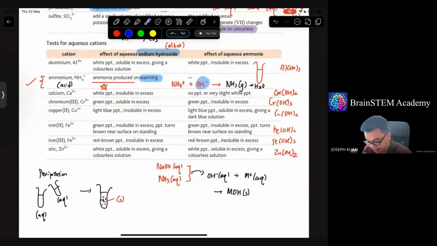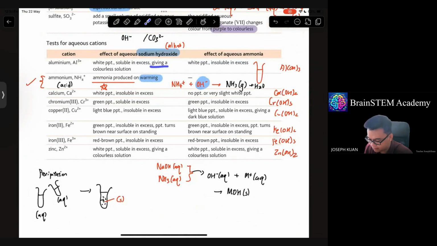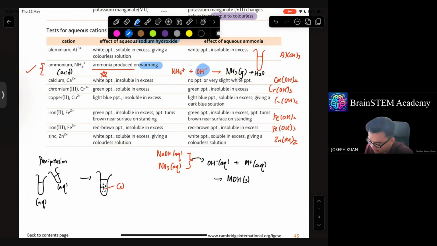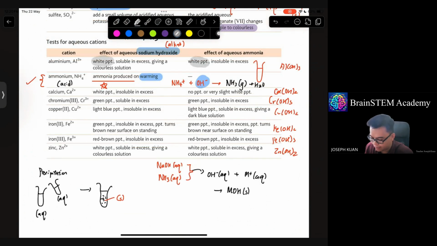Okay, then let's talk about the next part. Now, what about the rest, the details here? Let's just explore it further. You notice that 3 of them are what? Aluminium hydroxide. Then you also have zinc hydroxide, as well as calcium hydroxide. Right? However, your chromium 3 hydroxide is green.